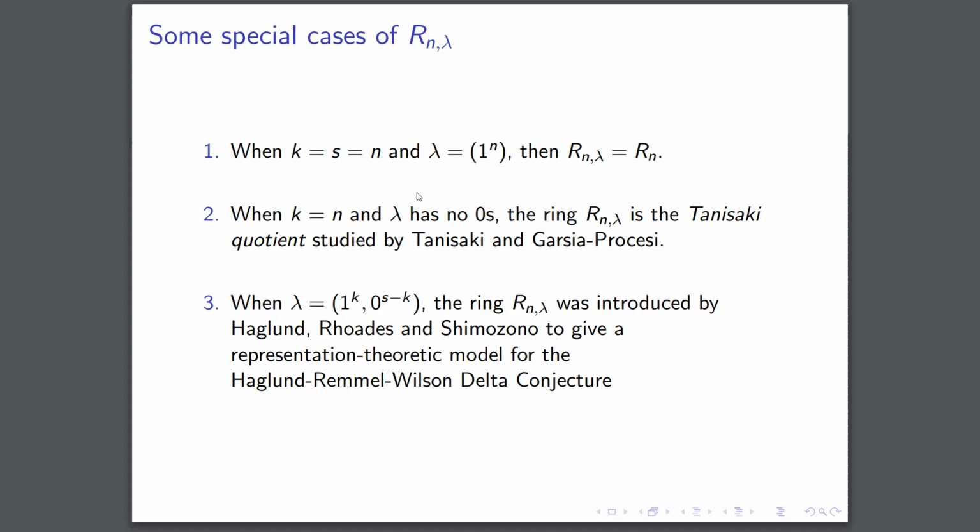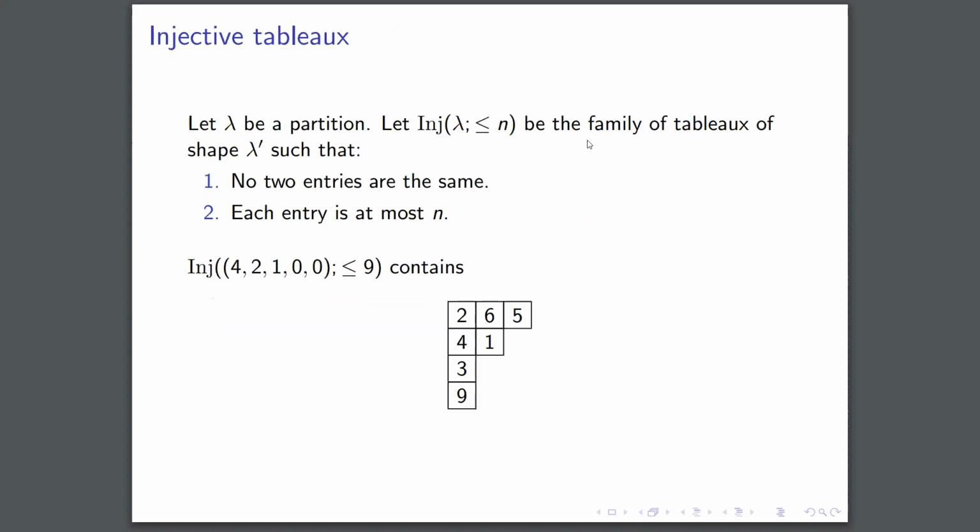Recall that in the first case, we can describe V_n as the smallest space that contains the Vandermonde determinant and is closed under all kinds of partial derivatives. We want something like this for V_n lambda. To do this, we need some combinatorics.